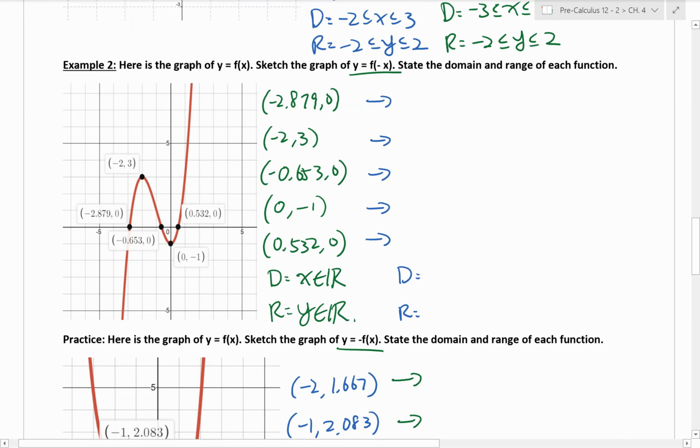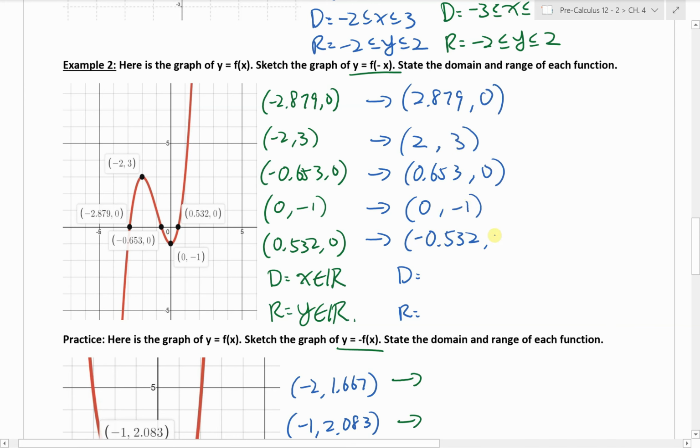All right, we can take a look at this one here. We are reflecting over x to negative x, so over the y-axis. So we're changing all the x values. All the x's are going to be on the opposite side now. So this is going to be now 2.879. This is +2. This is 0.653. 0 remains 0. Positive 0.532 becomes negative 0.532. The y values will all remain the same: 0, 3, 0, -1, 0.